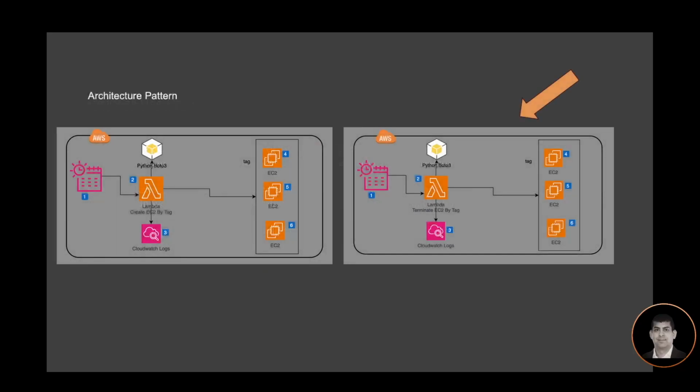Let's look at the architecture design. The first diagram here shows using EventBridge, we have a Lambda function scheduled to create the EC2 instance. This I have covered in the prior workshop. You can watch the workshop with the link in the description. The second diagram here is what I'm going to show you in this workshop. It's a very similar pattern. Rather than creating an instance, we are terminating the instance by tag here.